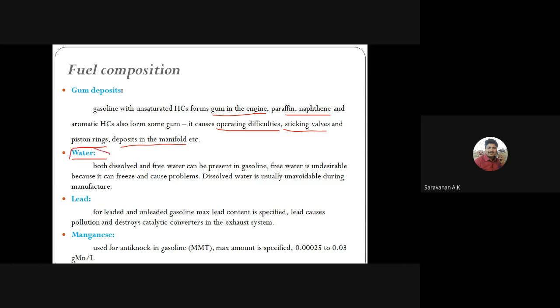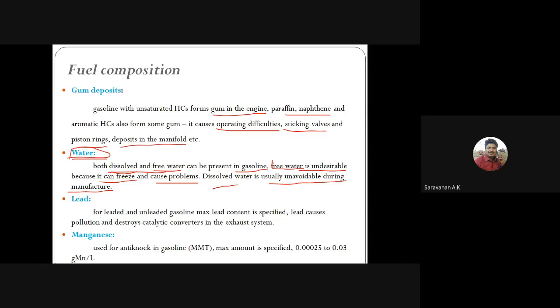Then the water content. Surely the water vapors are also there in the fuel, in two forms: the dissolved water and the free water. These two are present in a gasoline. The free water is undesirable because it can freeze and it causes some problems, but the dissolved water is usually unavoidable during manufacture. So we can control the free water, but the dissolved water we can't control, right?